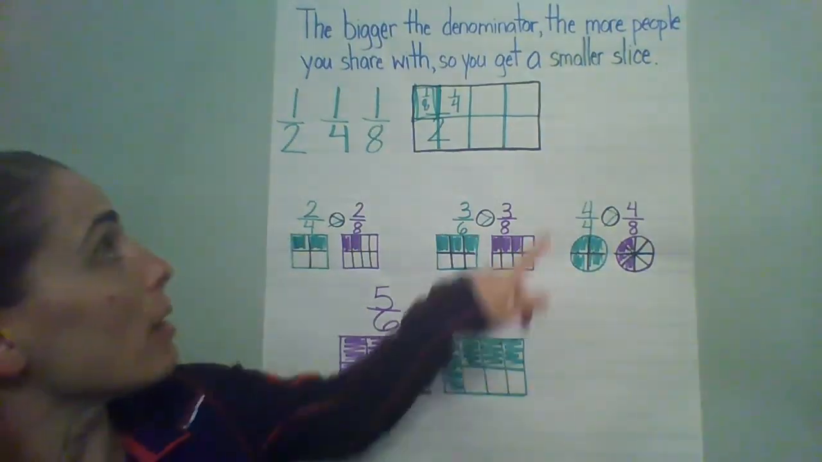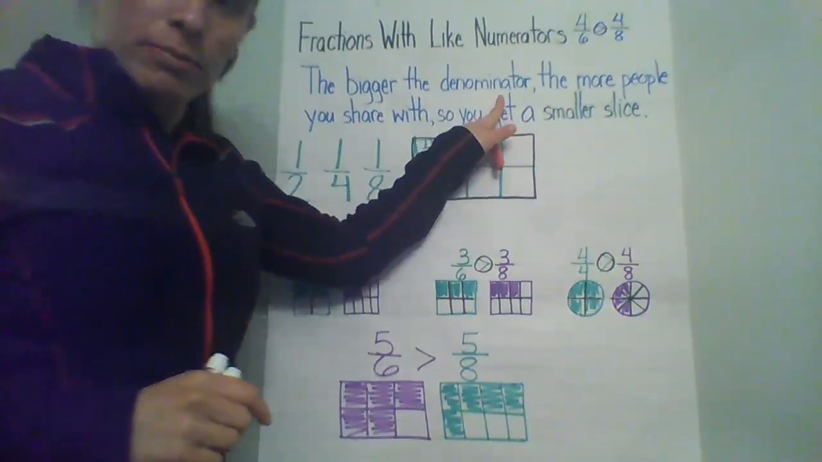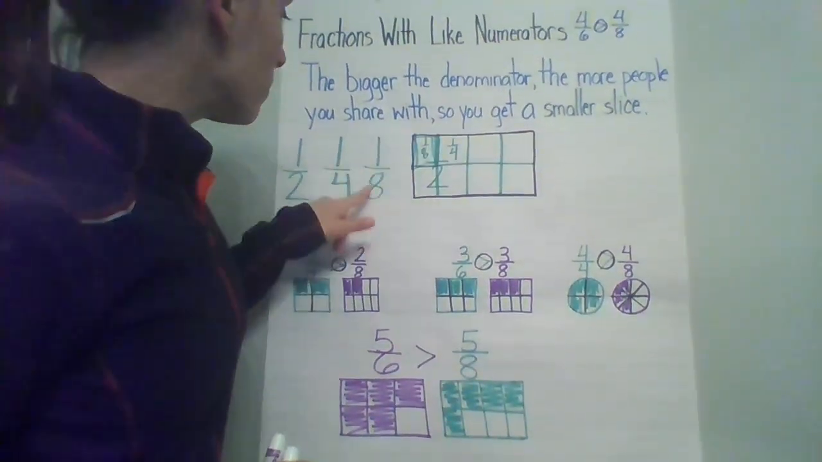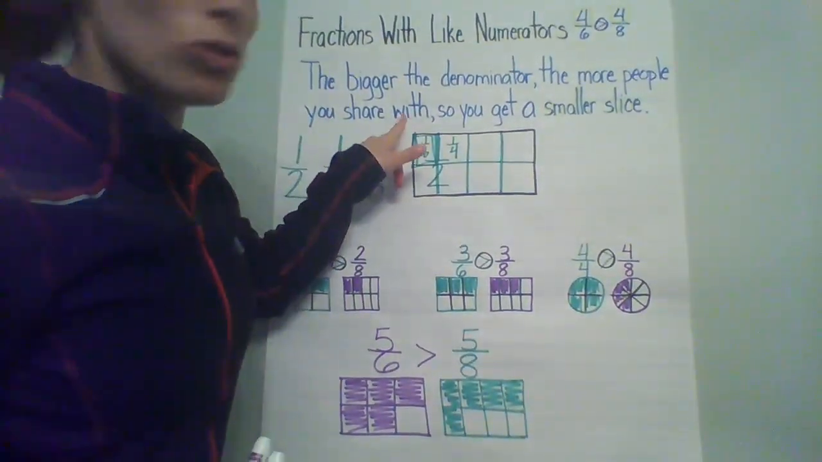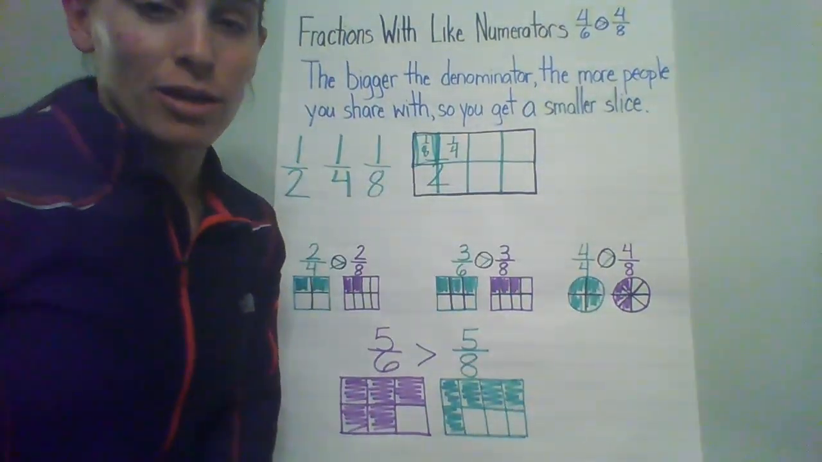Okay? So remember, the bigger the denominator, the bigger the number on the bottom, the more people you share with, so the smaller slice you get. All right?